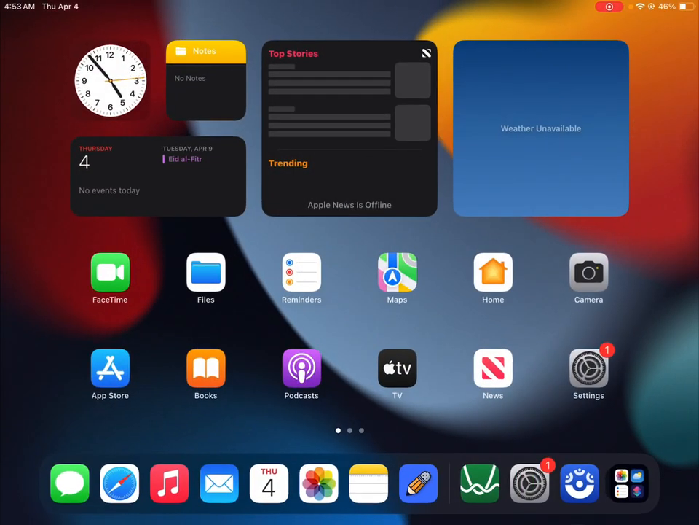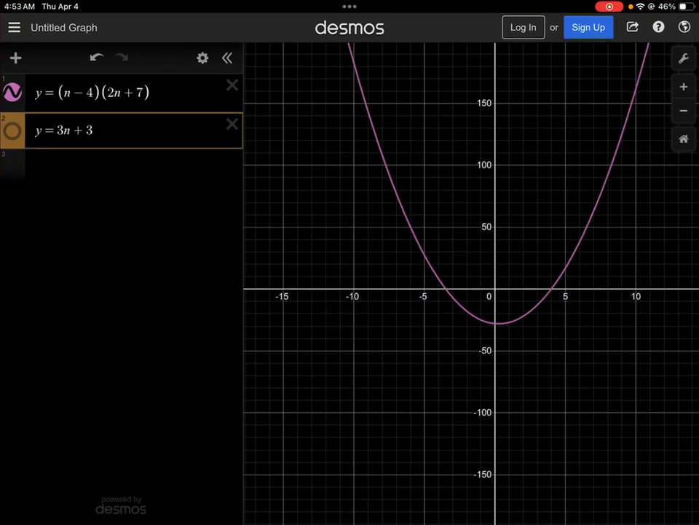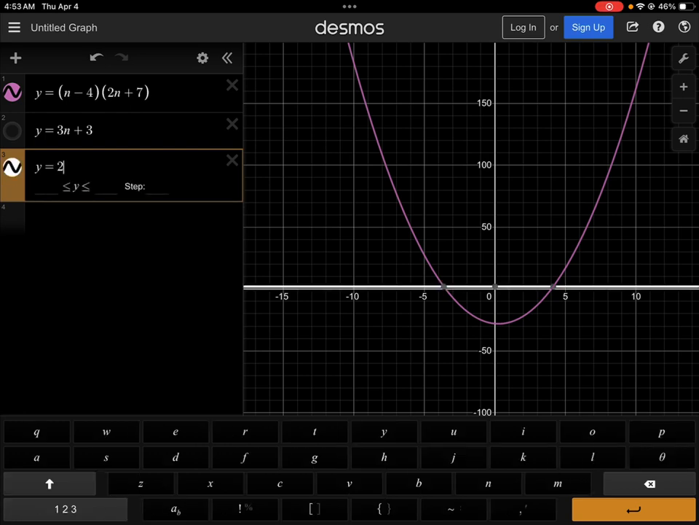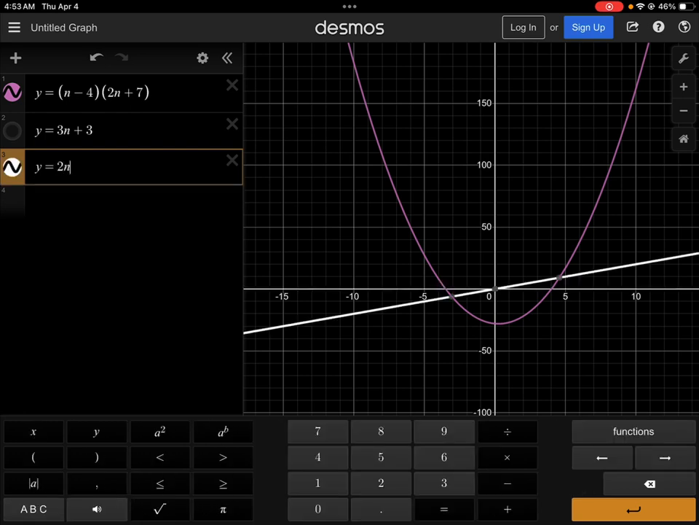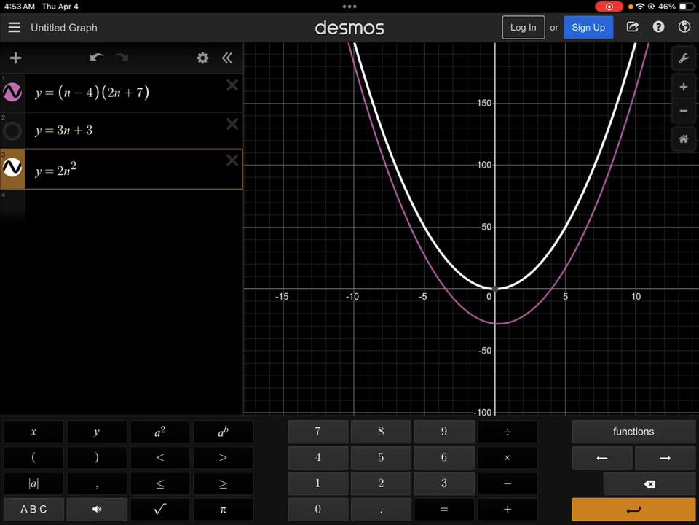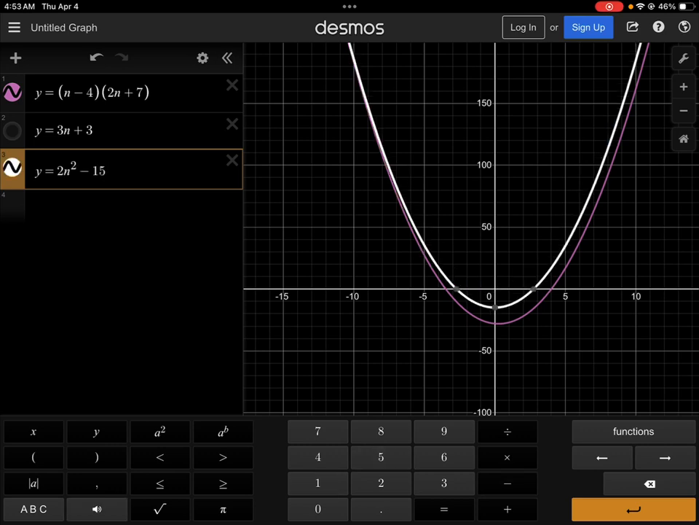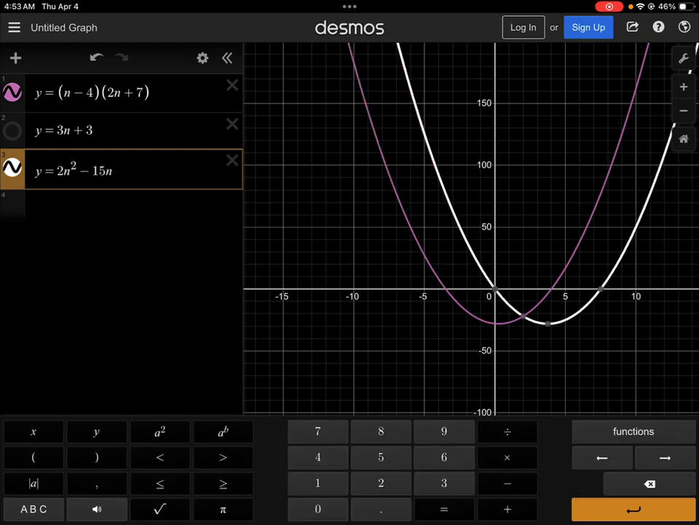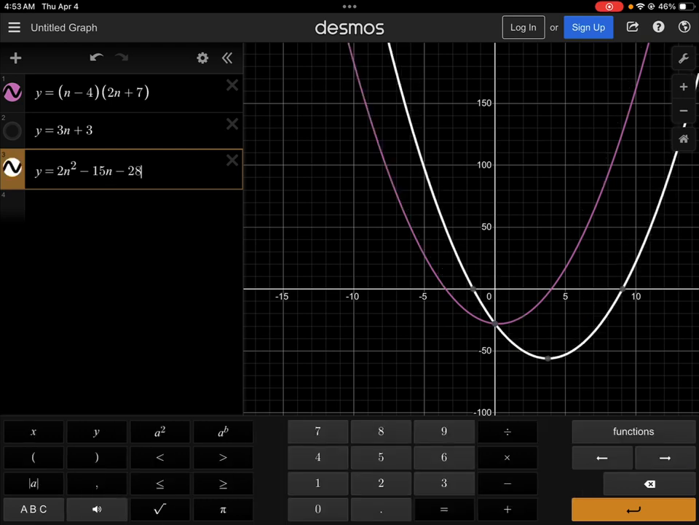But I will do the third one, which is y equals 2n squared minus 15n minus 28. They're not the same, okay?